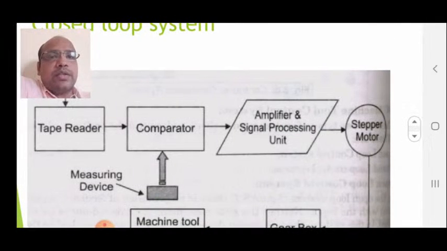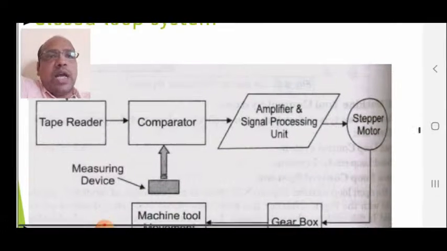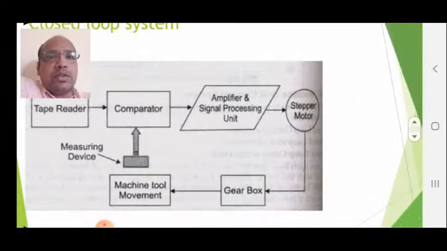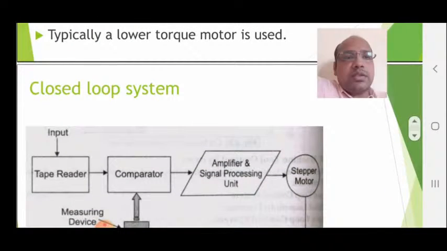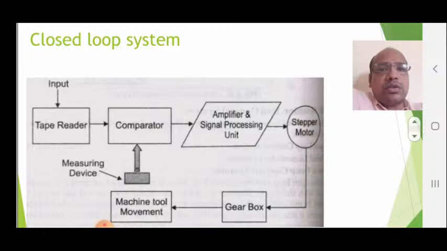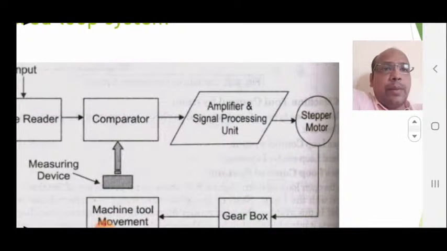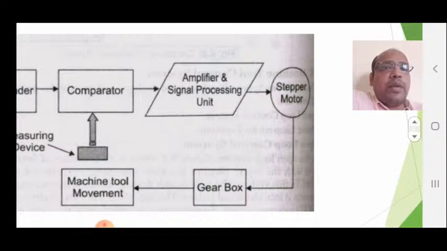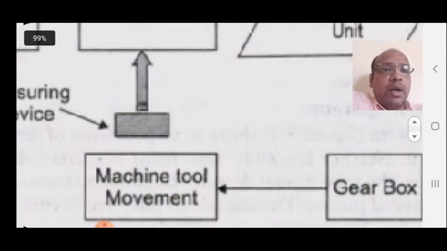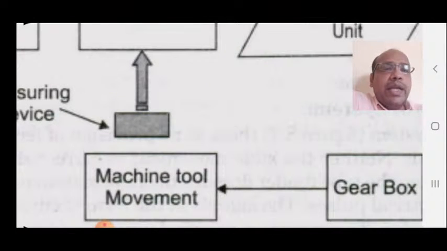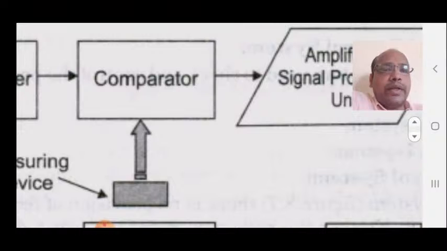Let us first understand the closed loop system, then we will see the advantages and disadvantages of each system. In a closed loop system, there is a tape reader. Once again, there is a comparator, which is a new component incorporated in the closed loop system. Then an amplifier and signal processing unit, stepper motor, gearbox, machine tool movement. Here you can see the machine tool movement directly gives feedback to the comparator.